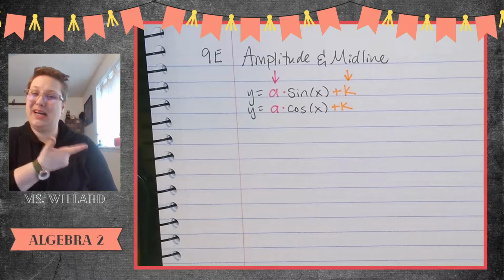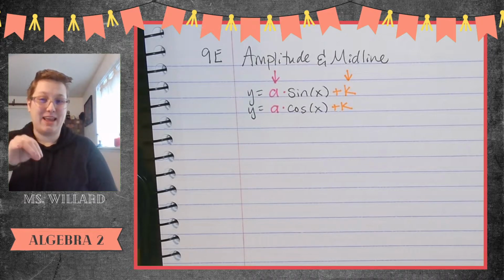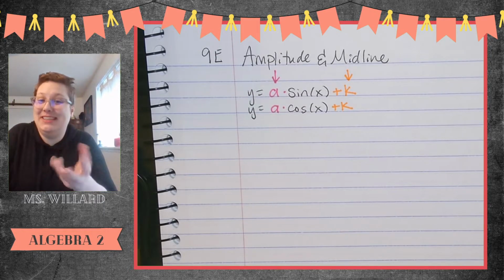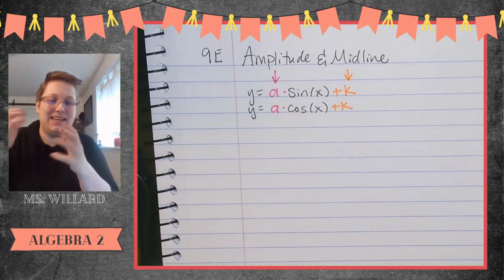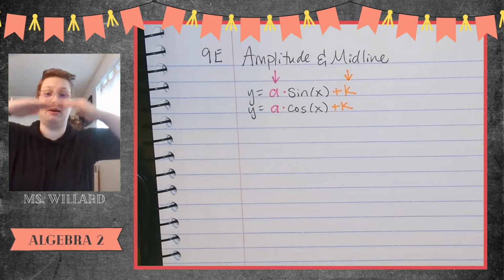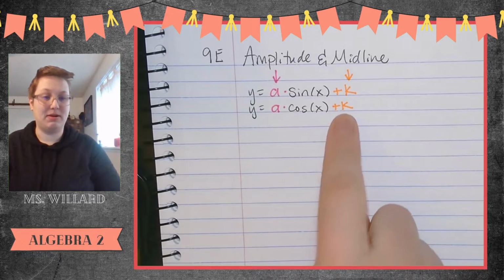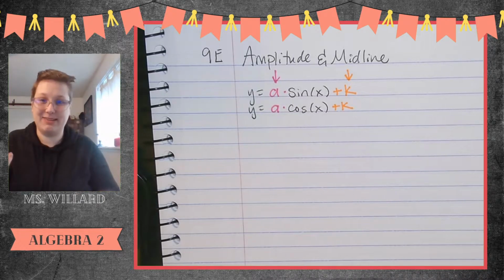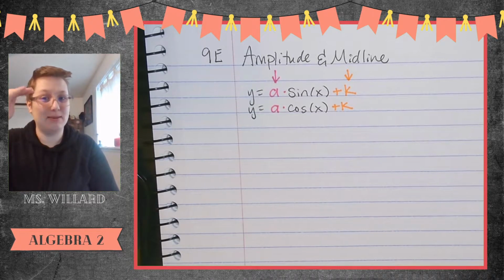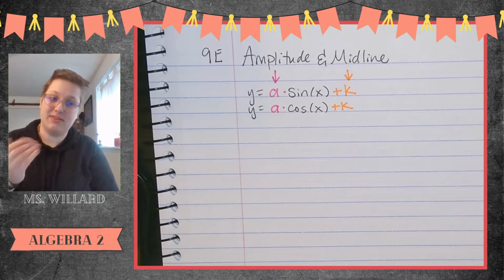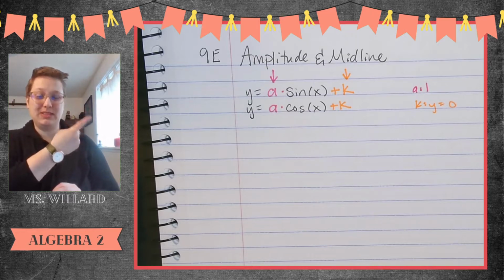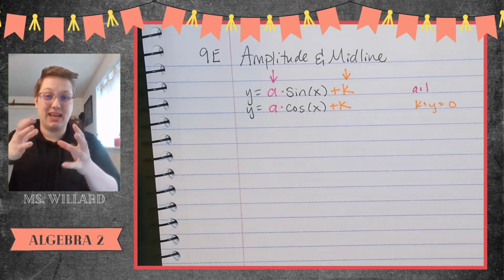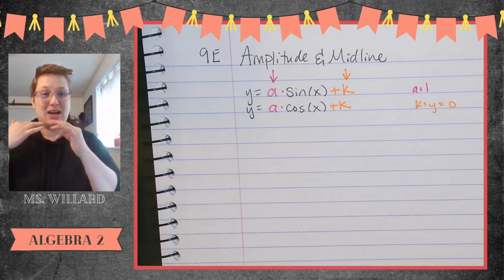This is not new, but when we have amplitude, that's the A value. It's our stretch. It actually means what it says now. A is for amplitude. And then our midline K is if I move that graph up or down. And as normal, a positive K would move it up. A negative K would move it down. So +3 is up 3, -5 is down 5. And then just as a reminder from the last video, our standard amplitude is 1, and our standard K value or our midline is at y equals 0.